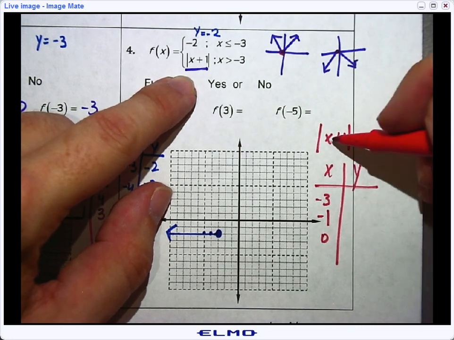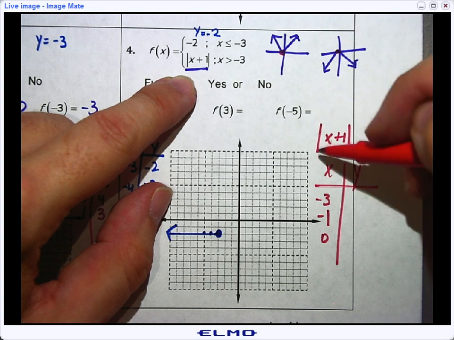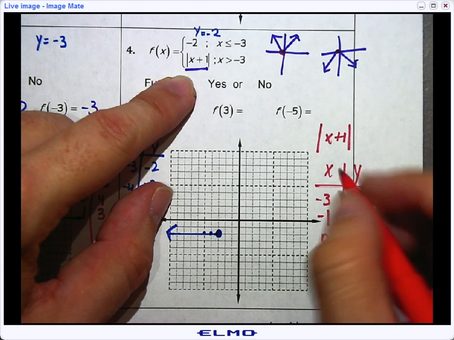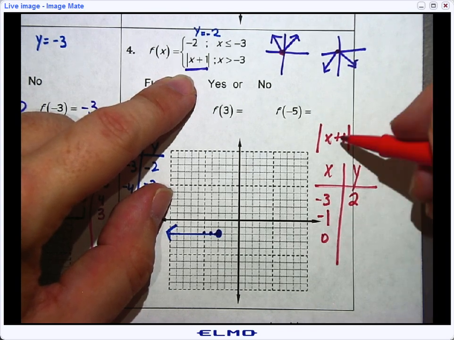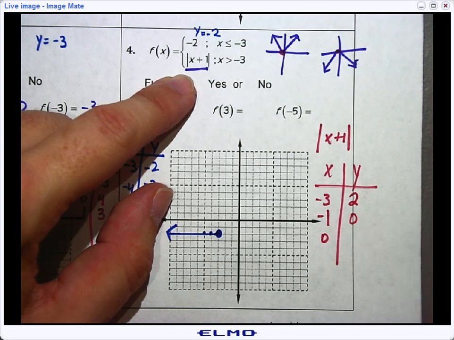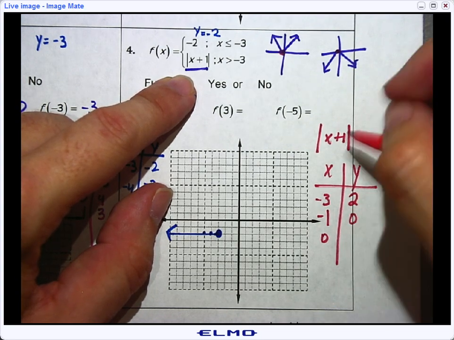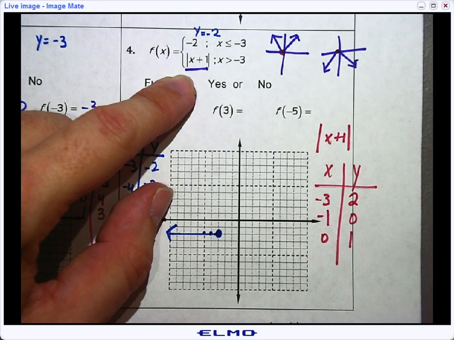So if I plug in a -3, -3 plus 1 is -2. The absolute value of -2 is +2. So when x is -3, y is 2. Plug in a -1, -1 plus 1 is 0. Absolute value of 0 is 0. Plug in a 0, 0 plus 1 is 1. Absolute value of 1 is 1.